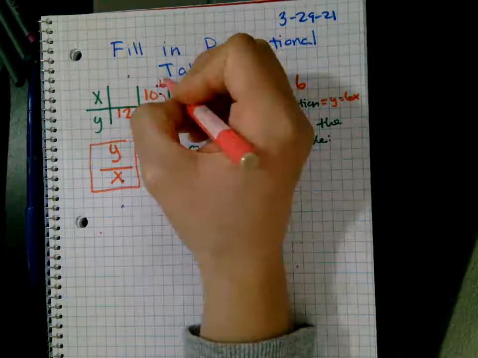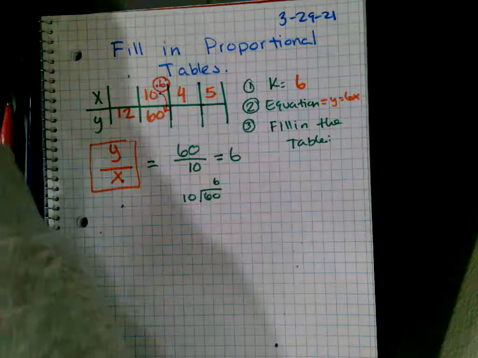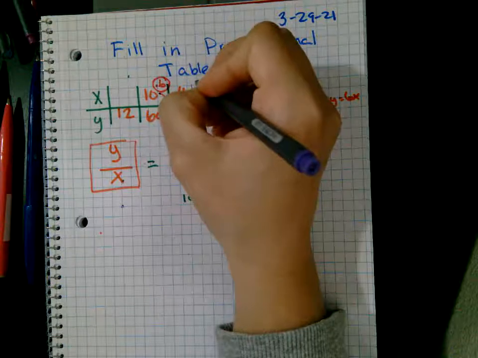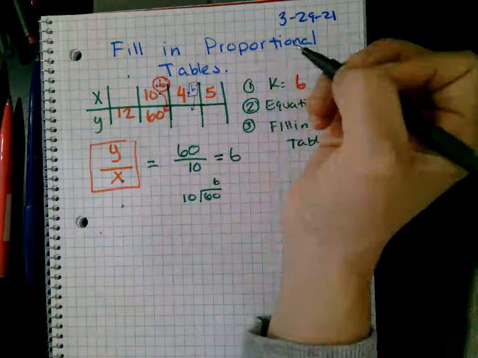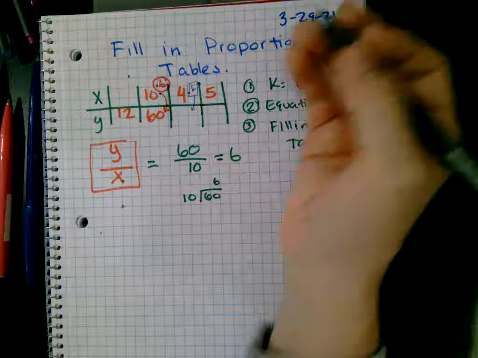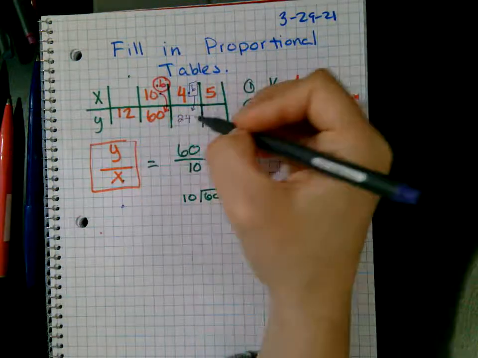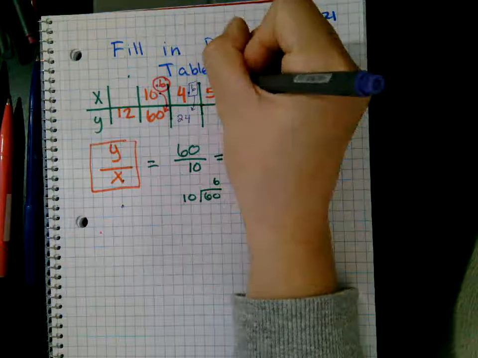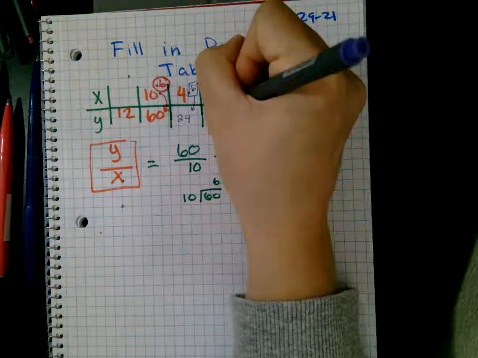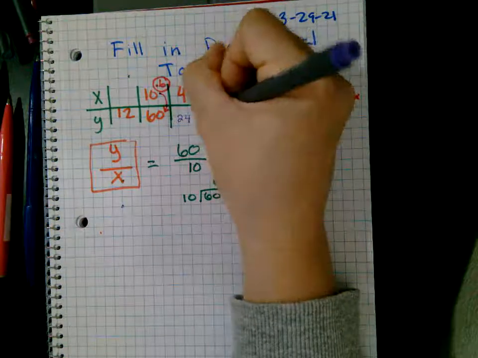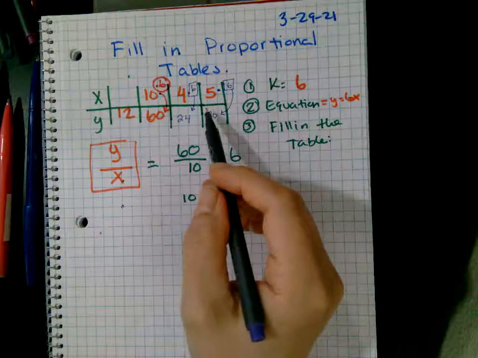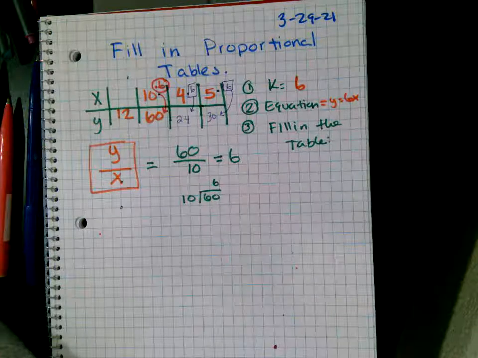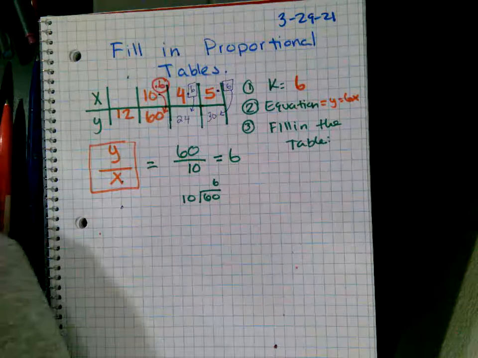All right, let's use the same idea to do this part. 4 times 6 is what? What's 4 times 6? 24. That's how we fill in that missing number. We do the same thing with the 5. 5 times 6 is 30. So we fill in our table. How do we fill in our table? They gave us 4, so we're going to multiply by 6. You forgot 6. The first one for 12, too.